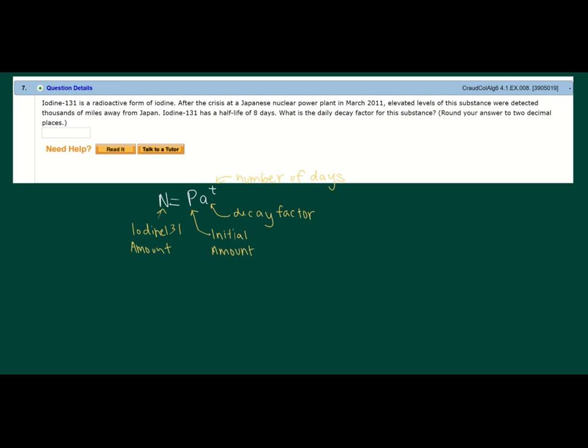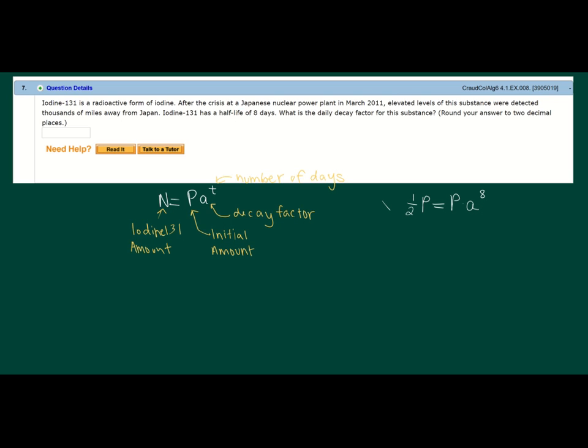We've got P, which is the initial amount present in this area, thousands of miles away from Japan. We have a, the decay factor. It's the constant multiple that the initial amount gets multiplied by t number of times, which is, of course, the number of days. It's our input variable. So we're going to try to use some of the information that was given to us in the context of the problem to figure out what is the daily decay factor for this substance.